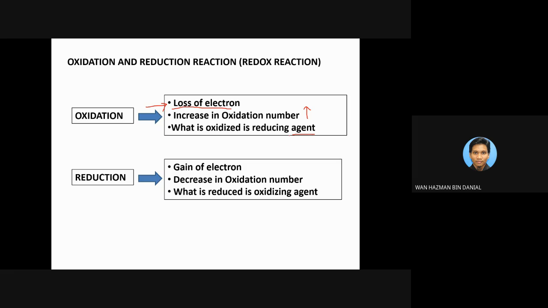Then reduction is the other way around. It gains electrons. Whenever elements or atoms gain electrons, we say it undergoes a reduction process. It is reduced. Just remember this, as well as it decreases in oxidation number. So what is reduced is the oxidizing agent.